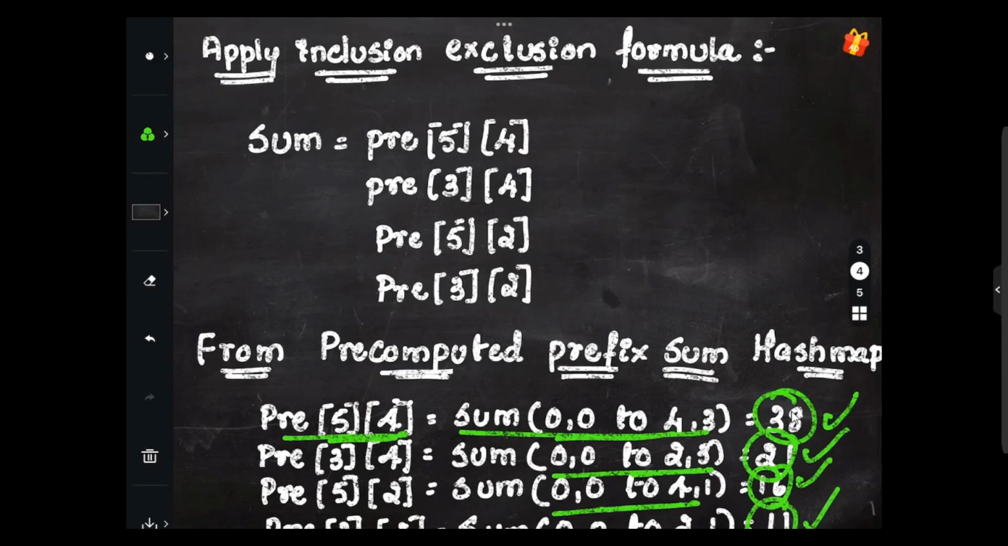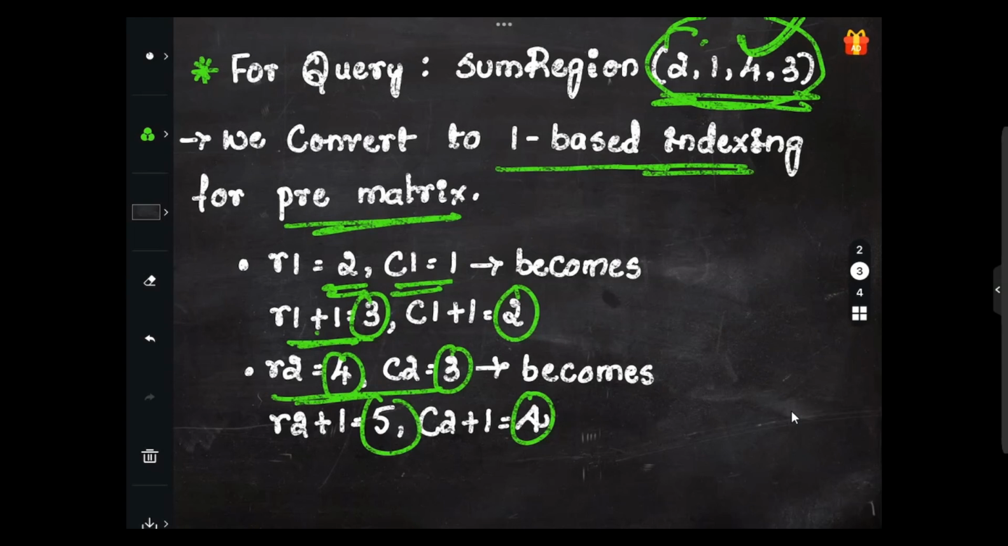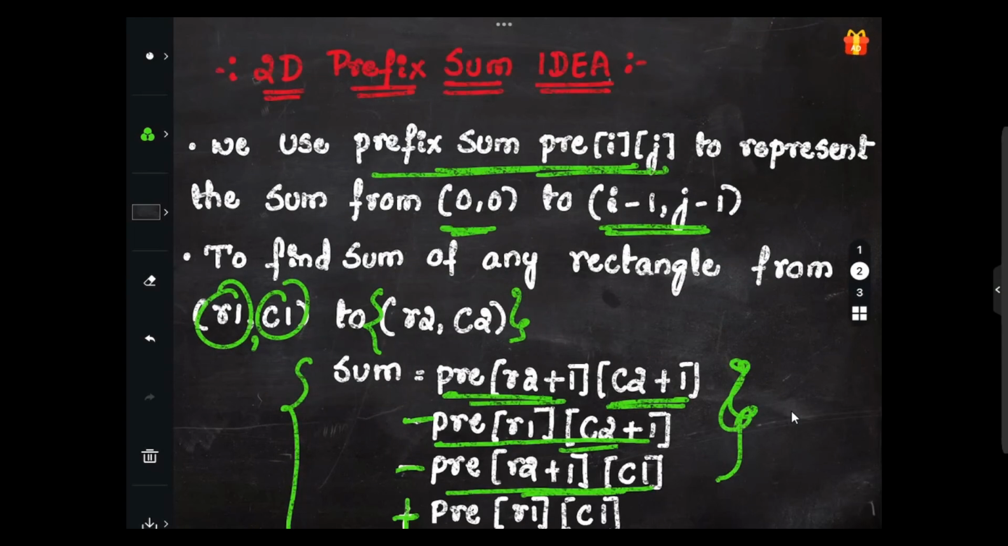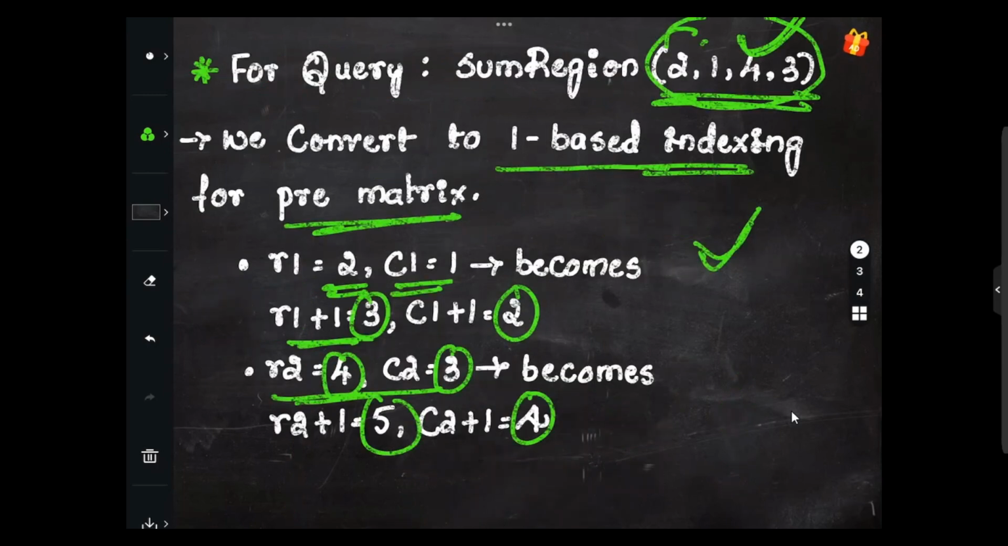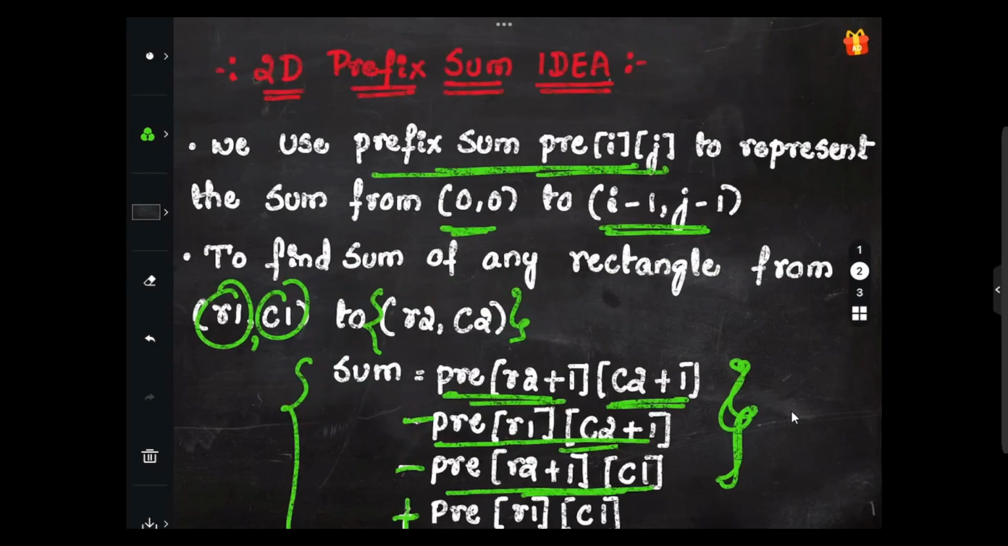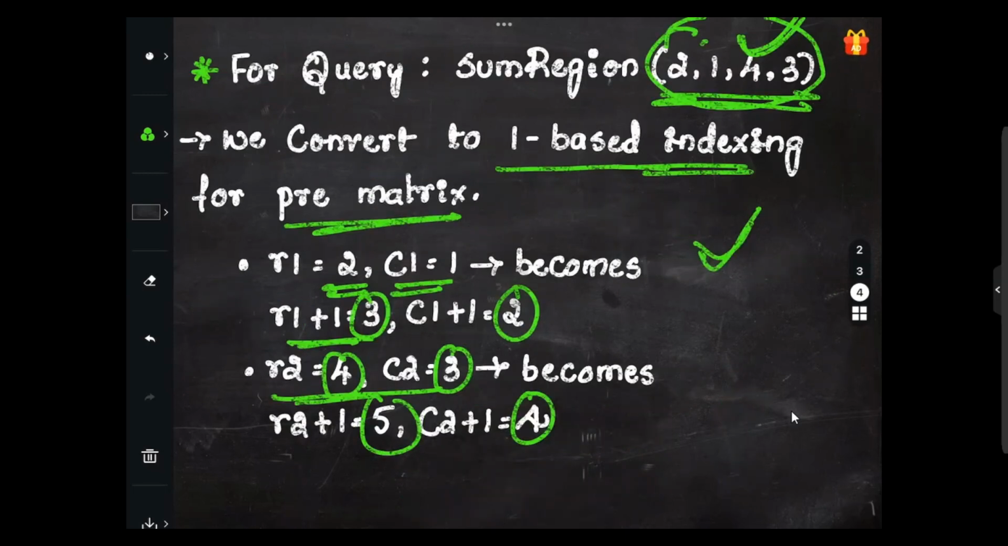This is nothing but the pre-computed prefix sum. We have already discussed this from the previous step. This one I'm speaking of, right? Not this one, basically. Yeah, this one. Now we apply the same thing here: prefix of r2 plus 1, c2 plus 1, minus prefix of r1, c2 plus 1, minus prefix of r2 plus 1, c1, plus prefix of r1 c1. Let's apply the same thing here.